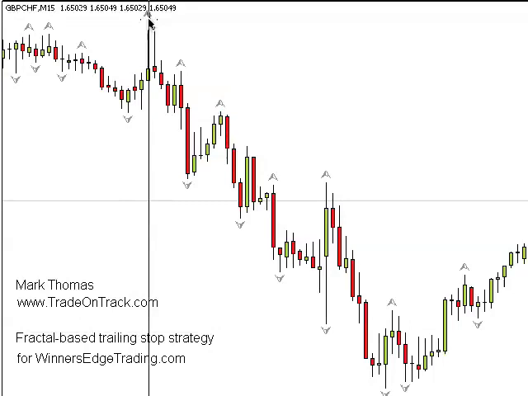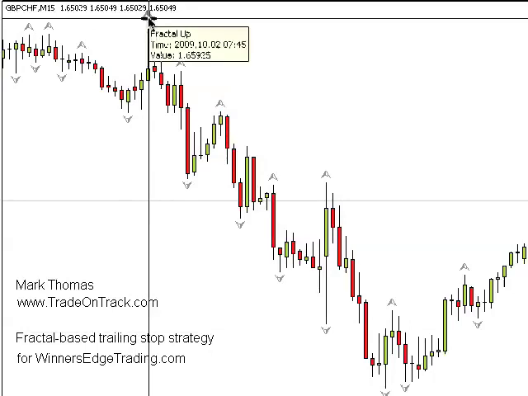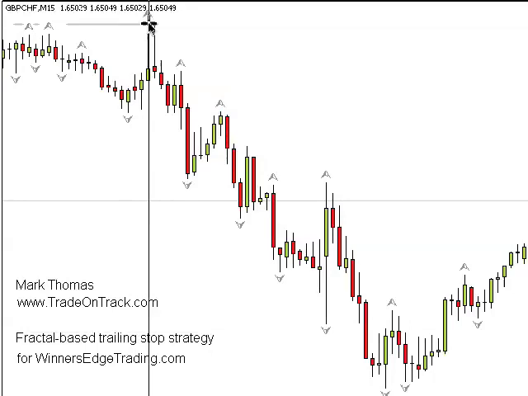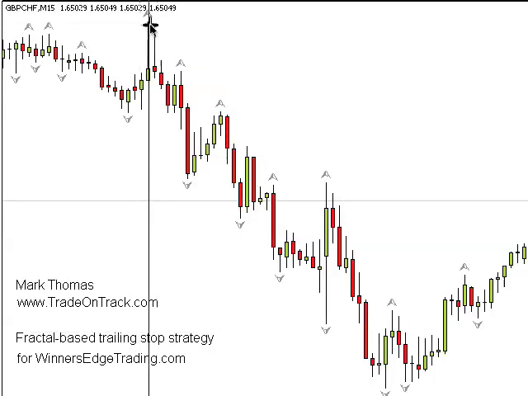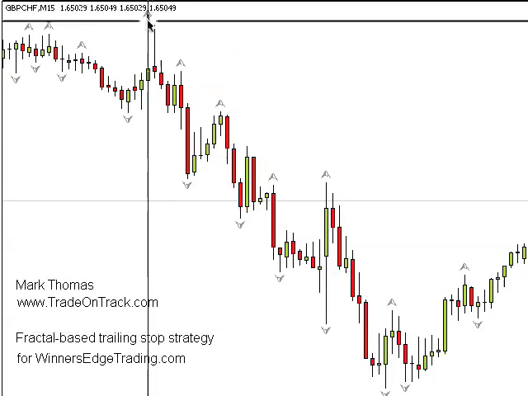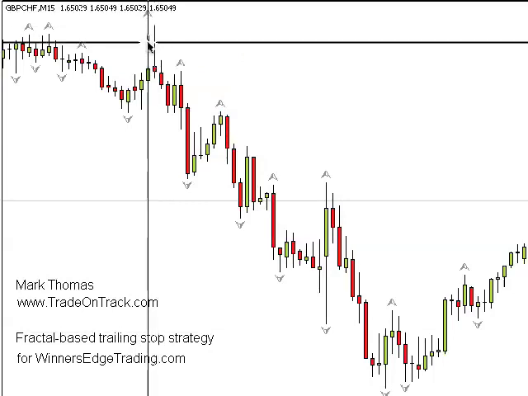And for an up fractal, or what I've termed a bearish fractal in the article, we have a high, and on each side we have a lower high, and on the right hand side lower high, lower high. So that forms a fractal here.